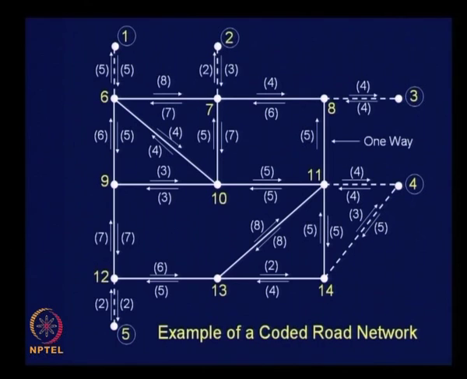How many zone centroids are involved in this example? There are 5 zone centroids, and how many centroidal connectors are involved? Yes, only one zone has got 2 centroidal connectors. Zone 4 has got 2 connectors, and how many nodal points are involved in the main highway network? You can count and check, and you can also count the number of links involved.